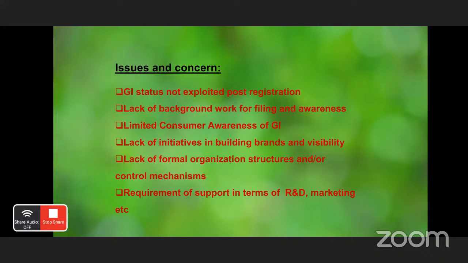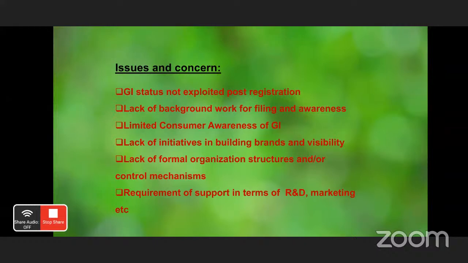Then, lack of formal organization structure or control mechanism. Whenever we file a GI application, we have to give the structure of the inspection body, okay? So that we can maintain the quality of the product, there will be an inspection body. The inspection body will look after the quality standards. We'll have to set certain standard benchmarks for it. So the quality control mechanism should be there, okay? There will be a constitution of the inspection committee, okay? They will look after all these issues, and only when we have a very stringent mechanism can we control the quality, and ultimately it will help us in promoting our GI tech products.